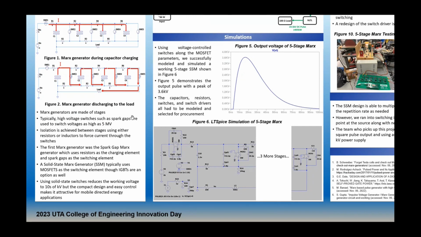Isolation is done between each stage using either resistors or inductors to force current through the switches, and in our case, we're using resistors. The first Marx generator was the spark gap Marx generator, which uses resistors as the charging element and spark gaps as the switching element. However, the solid-state Marx generator uses MOSFETs, or solid-state switches, as the switching element. Using the solid-state Marx generator reduces the overall voltage to tens of kilovolts, but the compact design and easy-to-control nature of it makes it very attractive.